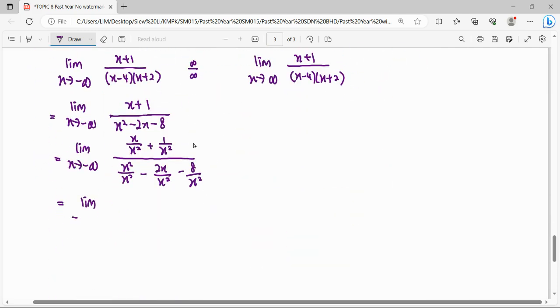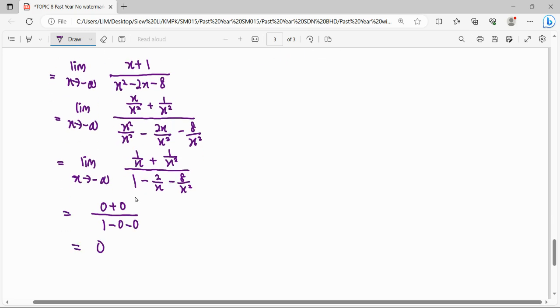Simplify: 1 over x plus 1 over x squared, over 1 minus 2 over x minus 8 over x squared. Then we substitute our infinity here. 1 over infinity will be equal to 0, so 0 plus 0 over 1 minus 0 minus 0. So 0 over 1. Finally, we get 0.